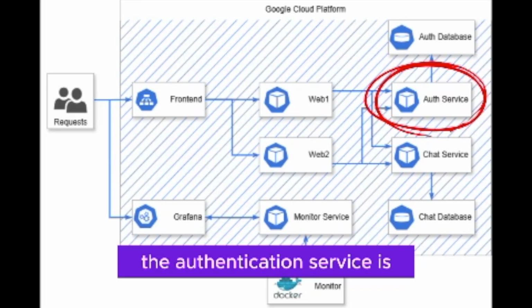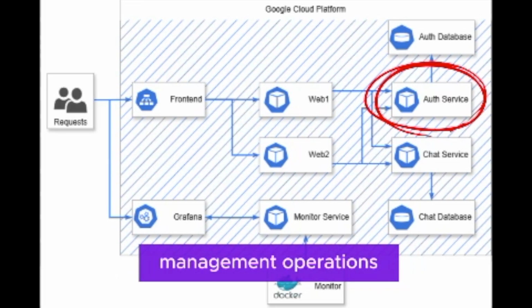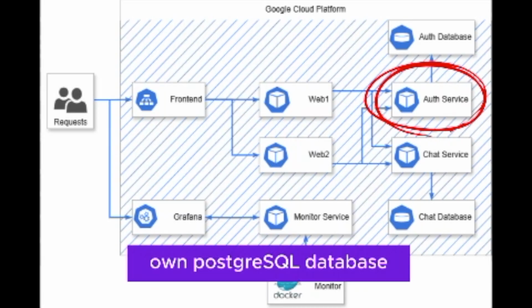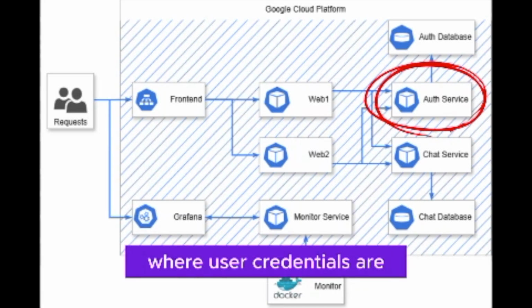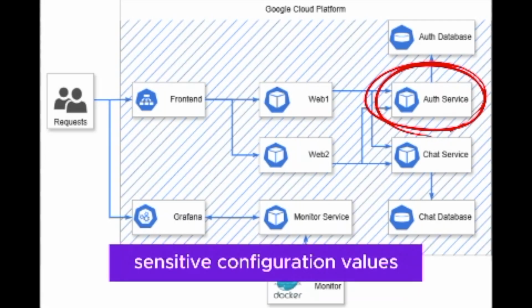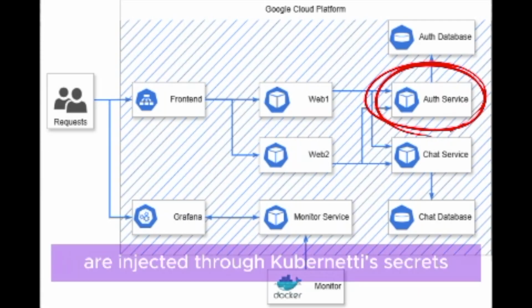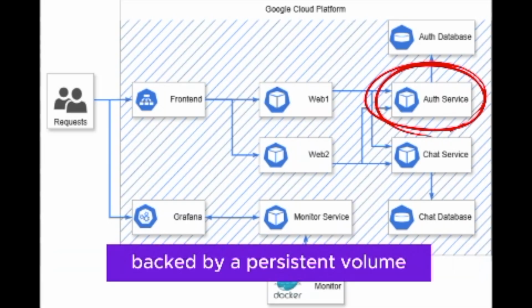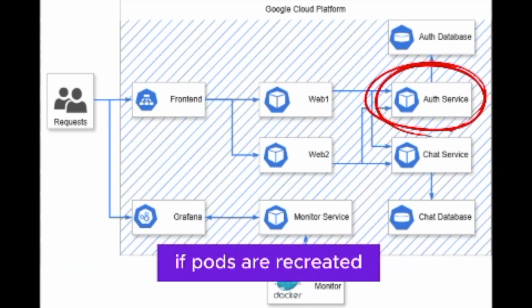The authentication service is built with Flask and handles all user management operations, registration, and login. It connects to its own PostgreSQL database, called AuthDB, where user credentials are securely stored. Sensitive configuration values, such as database passwords, are injected through Kubernetes secrets, and the database itself is backed by a persistent volume, ensuring data durability even if pods are recreated.